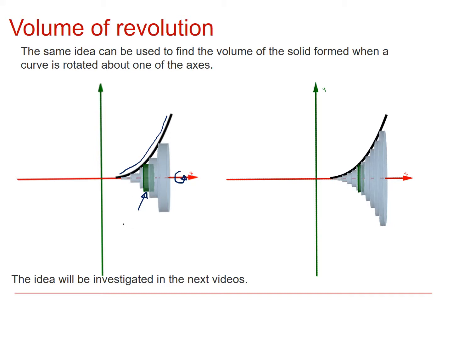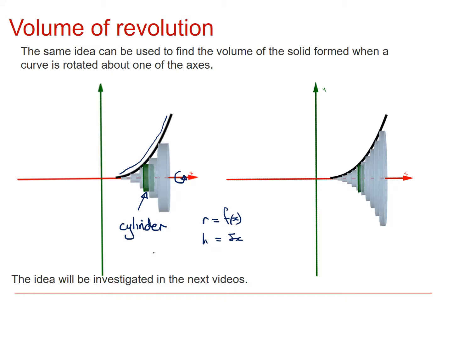This green element is a cylinder, and the radius for this cylinder is going to be the value of the function, and the height, or width if you prefer, is going to be delta x. So here I've got a few quite wide cylinders, and here I've got quite a lot of narrower cylinders.